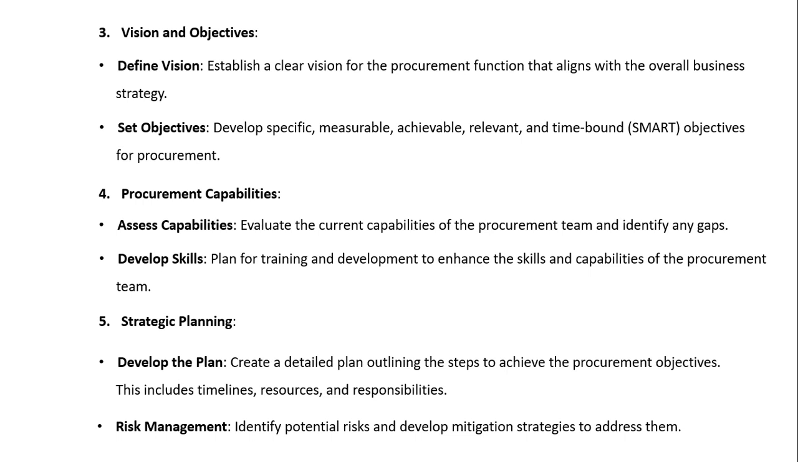4. Procurement capabilities. Assess capabilities. Evaluate the current capabilities of the procurement team and identify any gaps. Develop skills. Plan for training and development to enhance the skills and capabilities of the procurement team. 5. Strategic planning. Develop the plan. Create a detailed plan outlining the steps to achieve the procurement objectives. This includes timelines, resources, and responsibilities. Risk management. Identify potential risks and develop mitigation strategies to address them.